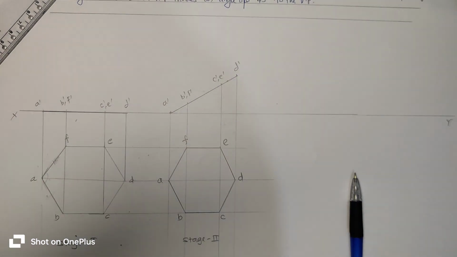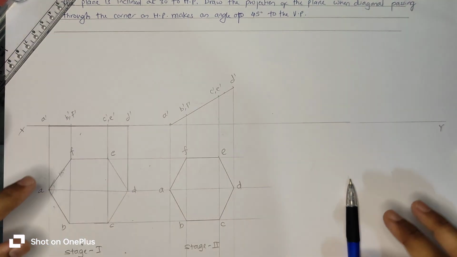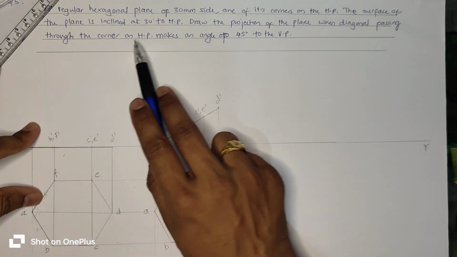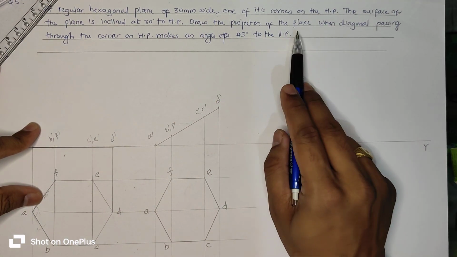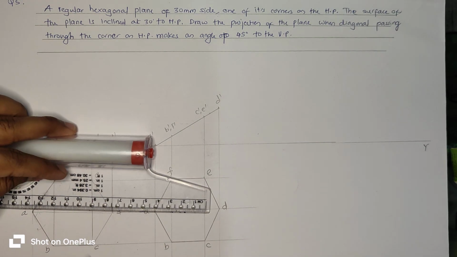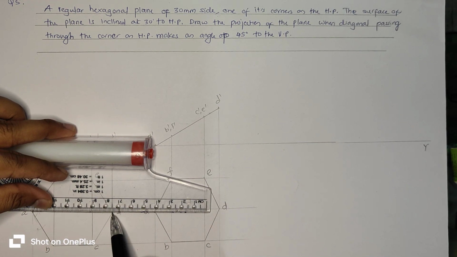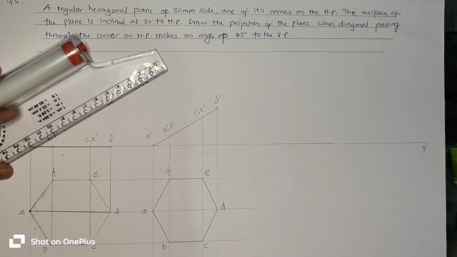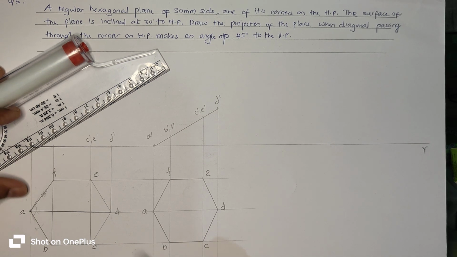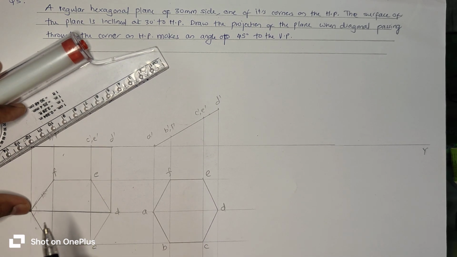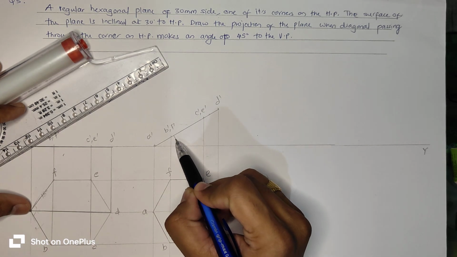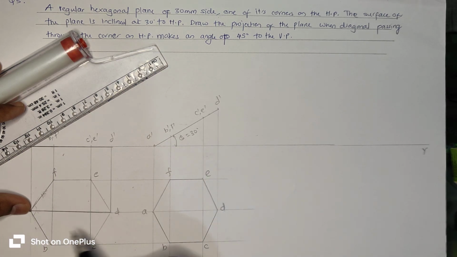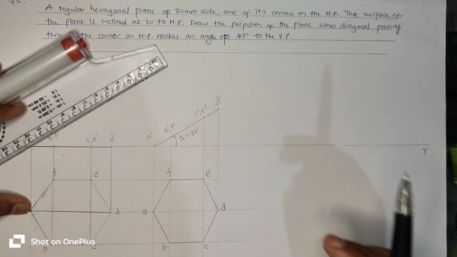Now in the question it is given that the diagonal passing through the corner on HP makes an angle of 45 degree to the VP. So this line is a diagonal which is passing through the corner on HP. So this point is on HP as we have drawn it on the left side. So AD is a diagonal, and this diagonal is now inclined to HP by 30 degree. Right, the total hexagon is inclined to HP by 30 degree. It means that the diagonal is also inclined to HP by 30 degree.